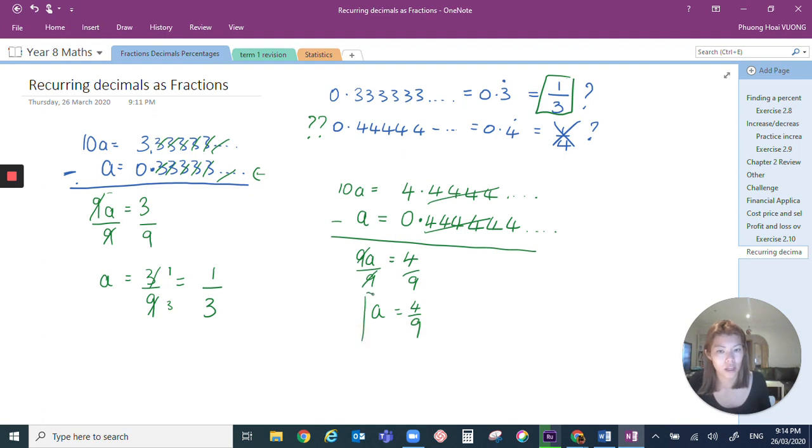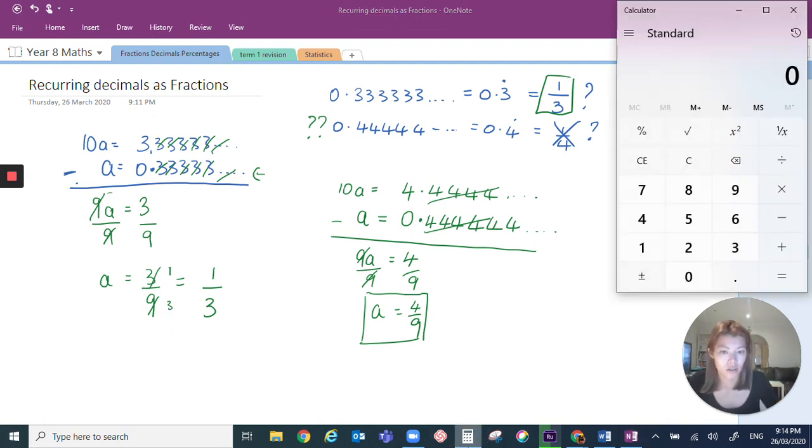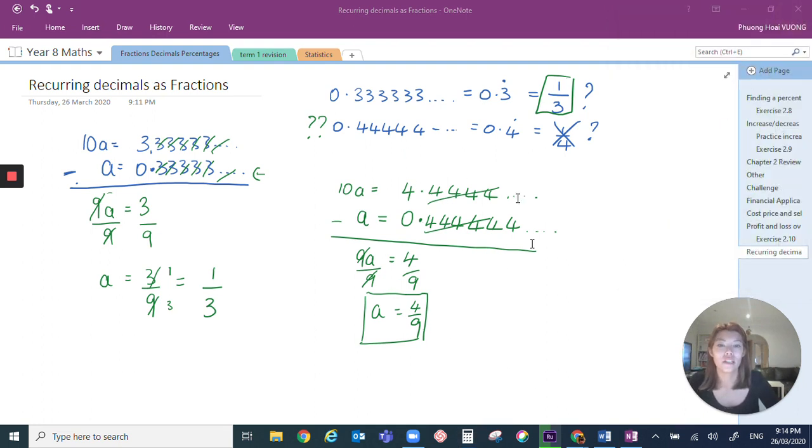So if you put that into your calculator, 4 divided by 9 gives you 0.444444. And I can show it and prove it to you. So 4 divided by 9 is equal to, as we expected, 0.444444 forever. So that's how we do it.